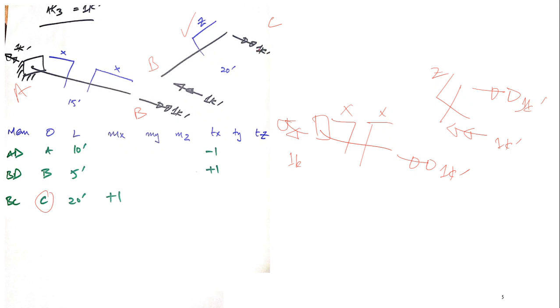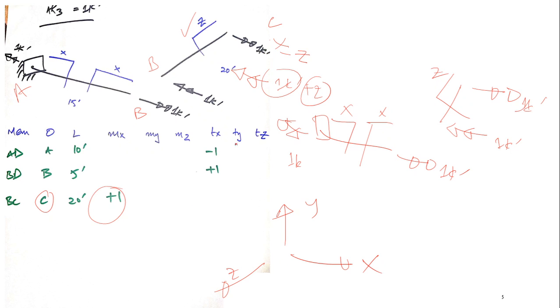So this 1 kip-foot is minus, and this is in the Z direction, so it would be balanced with +1 kip-foot at C, +1. That's why it is +1 here. And this moment is in the X direction. You should know this is Y, this is Z, and this is your X. That's why it's under MX.